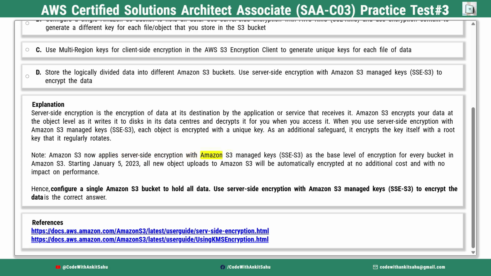Note: Amazon S3 now applies server-side encryption with Amazon S3 managed keys, SSE-S3, as the base level of encryption for every bucket in Amazon S3. Starting January 5, 2023, all new object uploads to Amazon S3 will be automatically encrypted at no additional cost and with no impact on performance. Hence, configure a single Amazon S3 bucket to hold all data. Use server-side encryption with Amazon S3 managed keys, SSE-S3, to encrypt the data is the correct answer. References.